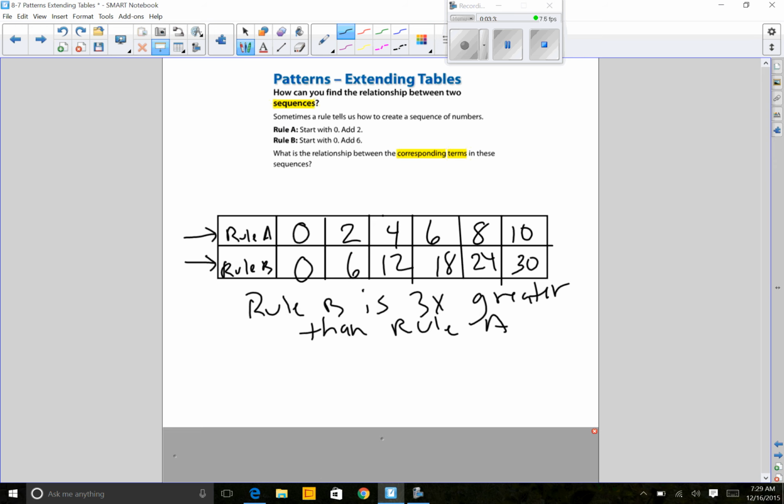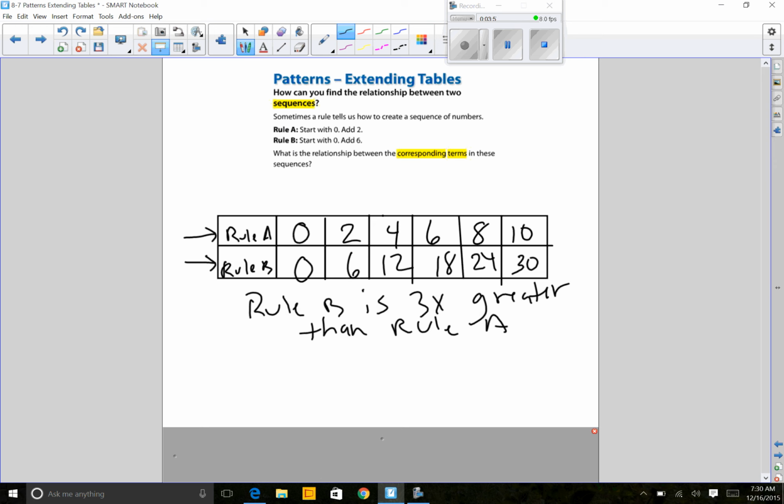You could have said rule A is 1/3 of rule B if you want to go in that direction. But it's a little easier, I think, to go in the other direction, from the bigger one to the smaller one. So rule B is 3 times greater than rule A. This is 3 times bigger than that, that's 3 times bigger than that, and so on. So that would be our rule.